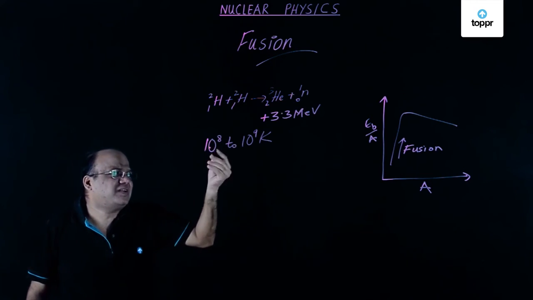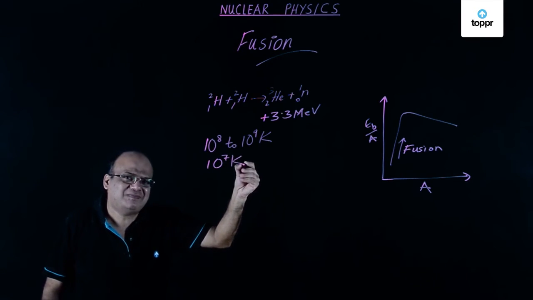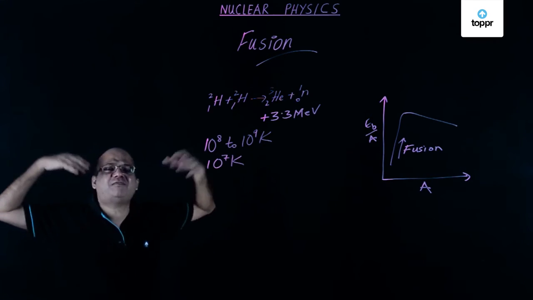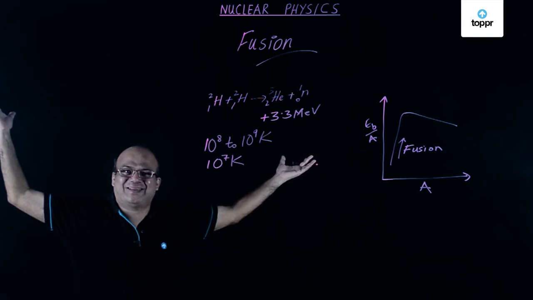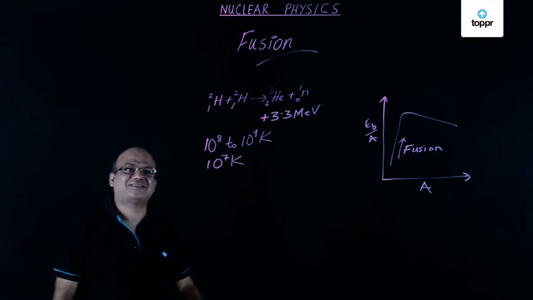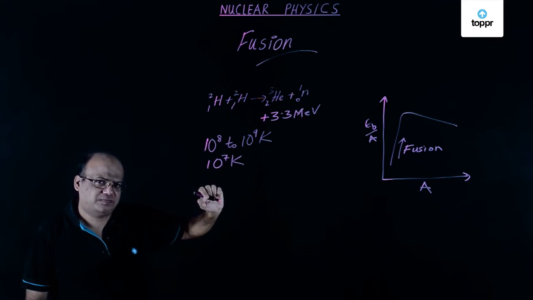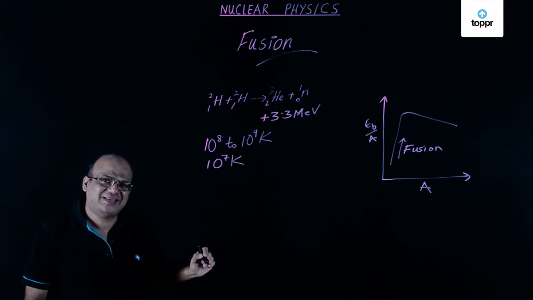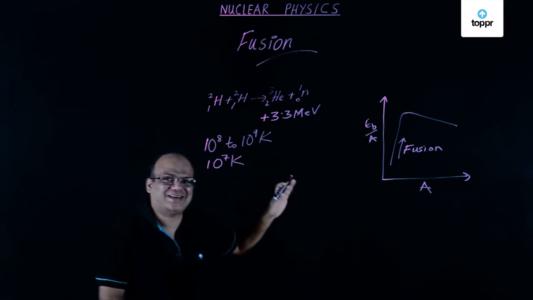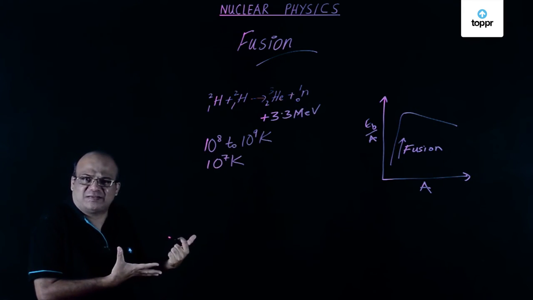In the sun the temperature is a little bit less. The temperature of the core of the sun may be around 10 to the power 7 Kelvin. There the reaction is taking place at a slightly lower temperature because of the huge number of deuterium atoms. So many nuclei are there, so they can collide and the reaction takes place. So this is nuclear fusion. This is the source of energy in the hydrogen bomb, in the sun, in stars. Everywhere nuclear fusion reaction is taking place.